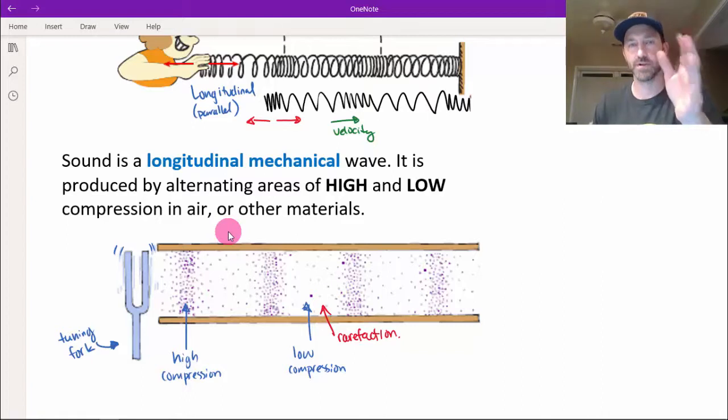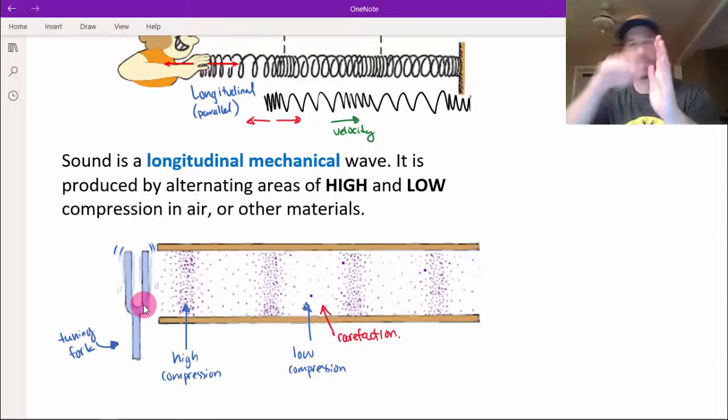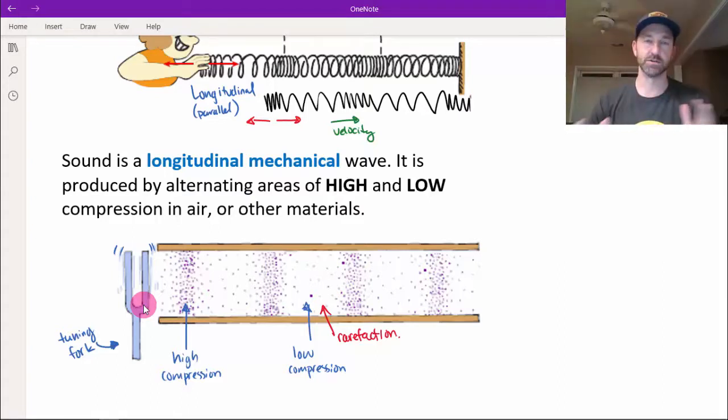But it's all compression. So in this picture here, I've got a tuning fork. And the tuning fork, if you hit it, little vibrations are going to travel back and forth, and it's going to wiggle. And as it wiggles, it pushes on the air back and forth. When it pushes out, it produces high compression. When it pulls back, it produces low compression. And those ripples are what we pick up as sound.